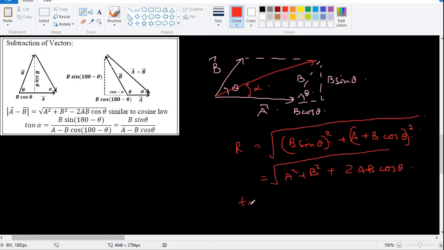And similarly, we got tan alpha is opposite by adjacent. So B sine theta divided by A plus B cos theta. Why? This is A and this is B cos theta. So it means A plus B cos theta. It's exactly going to be the same thing for subtraction. Only thing, the closing side is like this, instead of a parallelogram like this. So we are going to do the same thing.